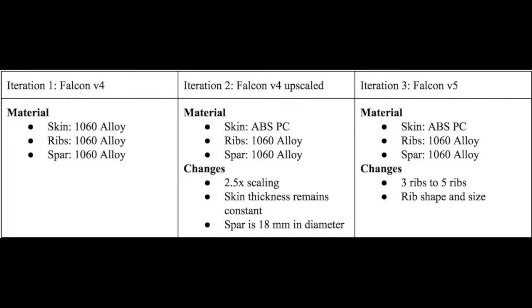The second iteration was an upscaled version of the Falcon V4. Important changes made to this version of the wing included using ABS-PC as the material for the skin and scaling the model up by a factor of 2.5. The final iteration of the model, Falcon V5, involved altering the shape and size of the ribs, as well as increasing the number of them from 3 to 5.